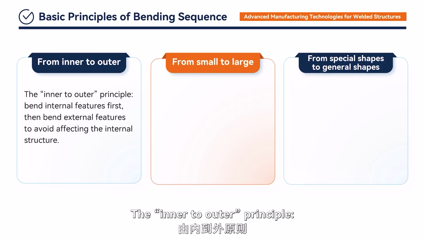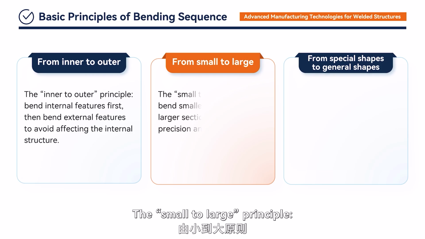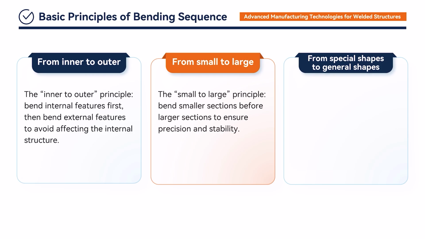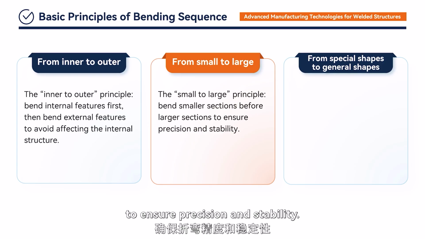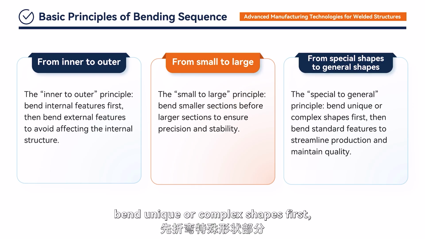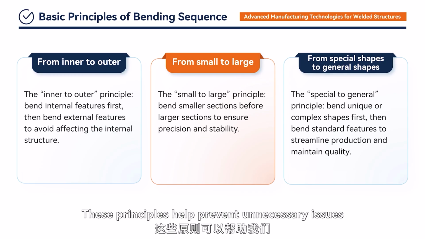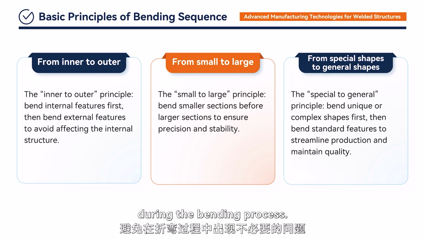The inner to outer principle. Bend internal features first, then bend external features to avoid affecting the internal structure. The small to large principle. Bend smaller sections before larger sections to ensure precision and stability. The special to general principle. Bend unique or complex shapes first, then bend standard features to streamline production and maintain quality. These principles help prevent unnecessary issues during the bending process.